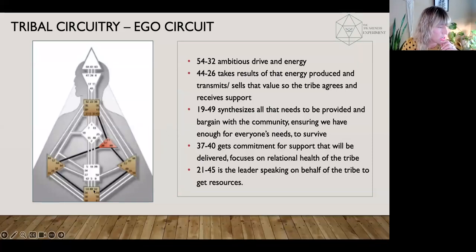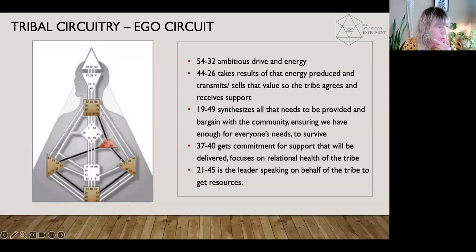The 1949, so from the root to the solar plexus, this is the one that my teenager has, the channel of synthesis, synthesizes all that needs to be provided and bargains with the community, ensuring we have enough for everyone's needs to survive. So this is like, what are your emotional principles? What do you need? What do I need? Let's synthesize all that together. Can it all be met? And we'll go into that a little bit more.